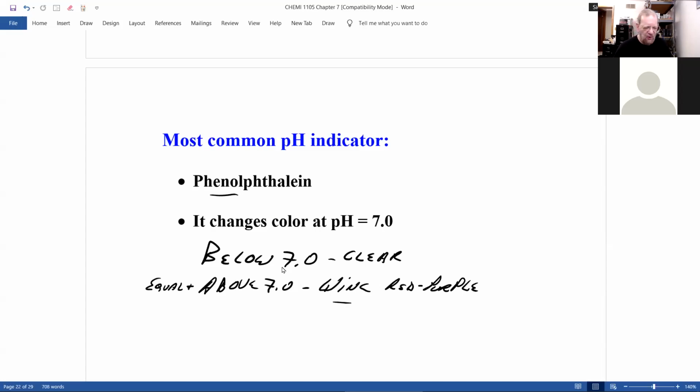And therefore, if you're adding a base to an acid, you start out clear, and as soon as you see the slight wine color, you stop because you're at pH 7. That's where the indicator comes in.